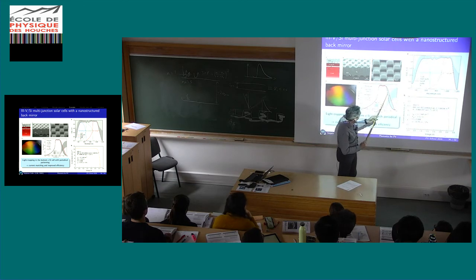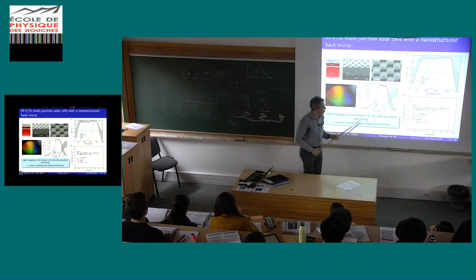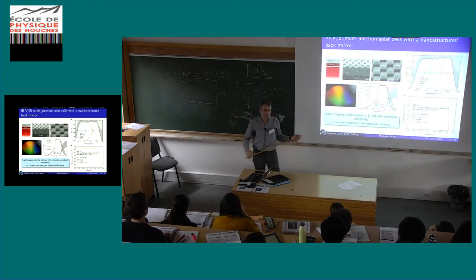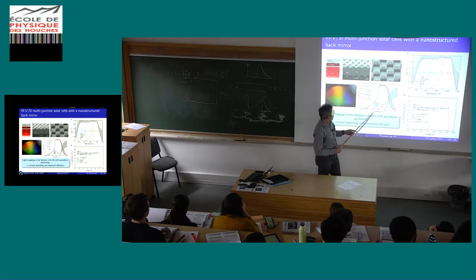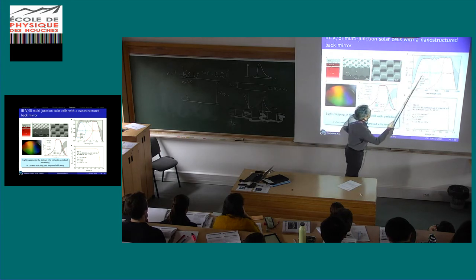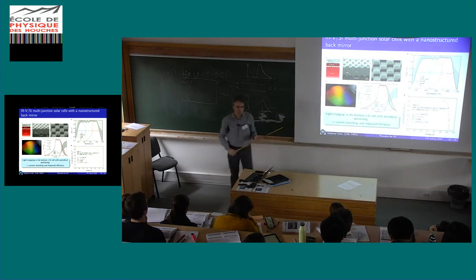And what you see here is the external quantum efficiency before and after this nanostructured mirror. And you see the improvement, due to diffraction effects and light trapping in this bottom cell. And finally, the increase of the short circuit current makes a very good current matching between the three cells.